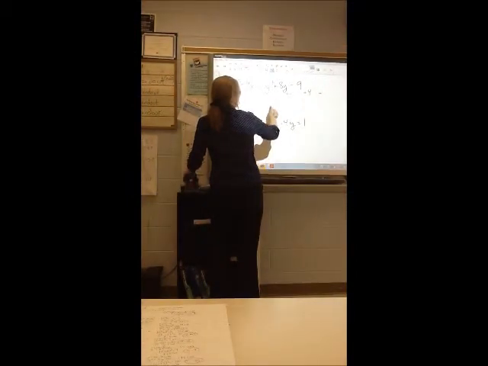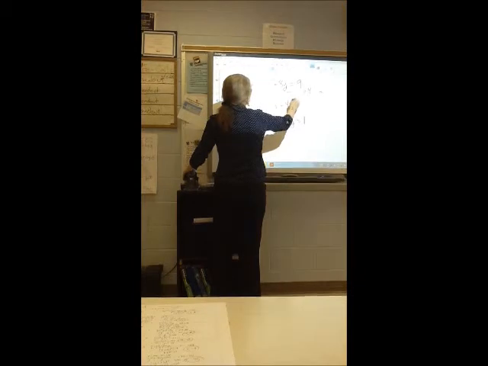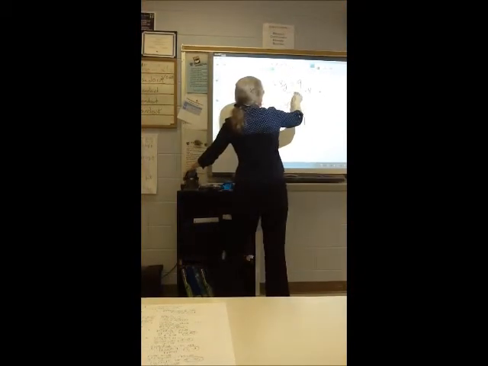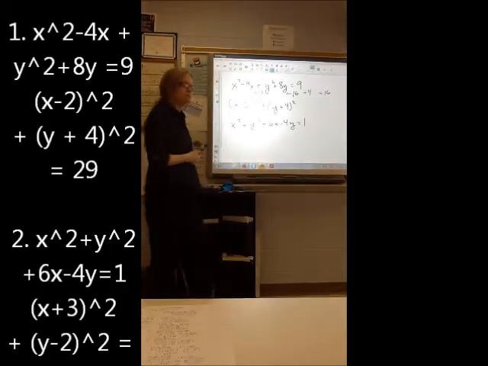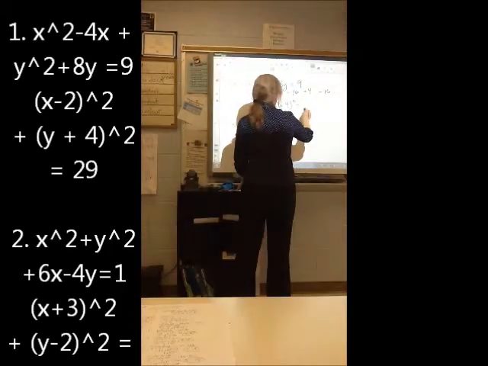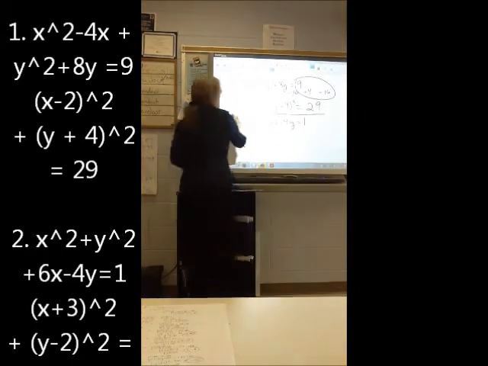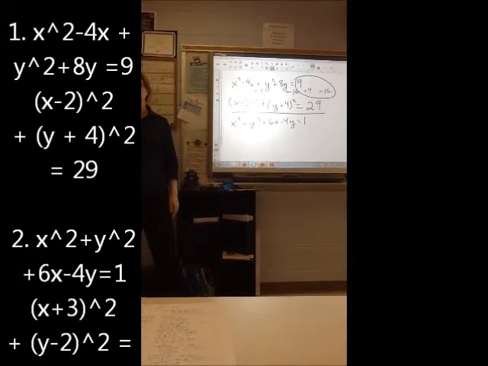For the y's, the only way to get this is y plus 4 squared, by cutting the 8 in half, and 4 squared is 16. So that has to be added once on each side of the equal sign. And the last step is just to total these up, and you get 29. And that's it. That is the equation in standard form.